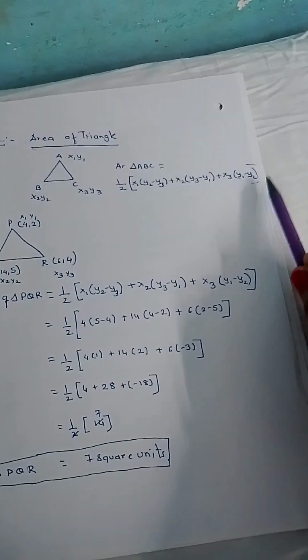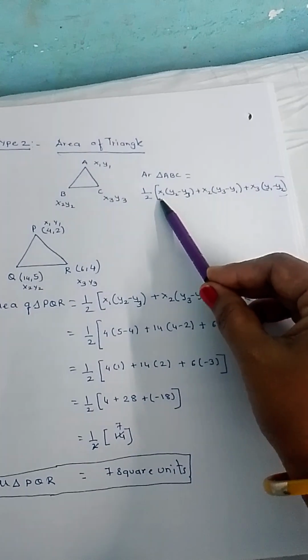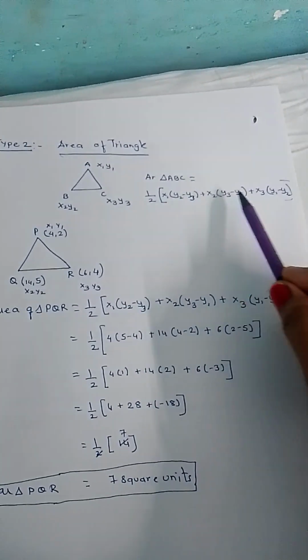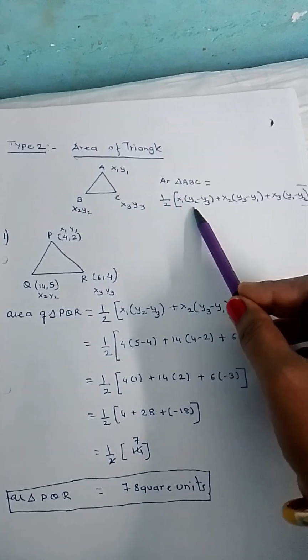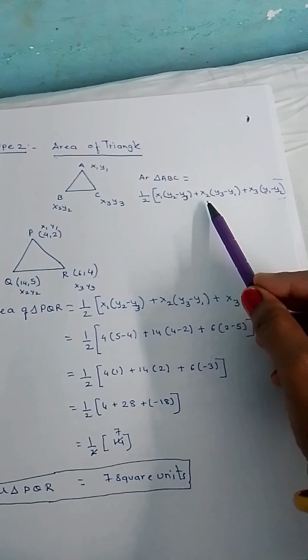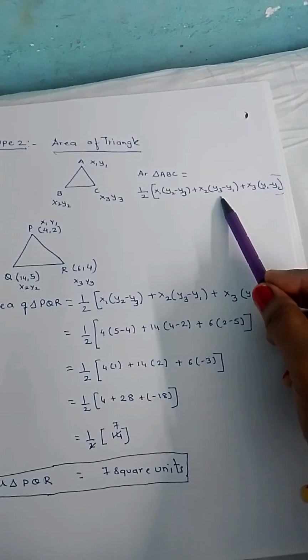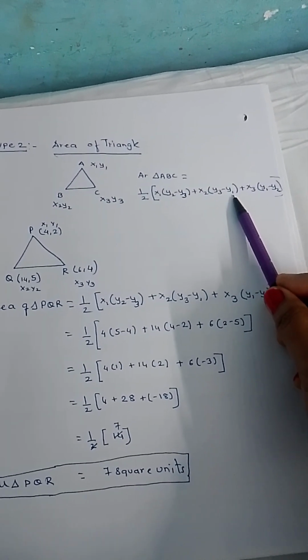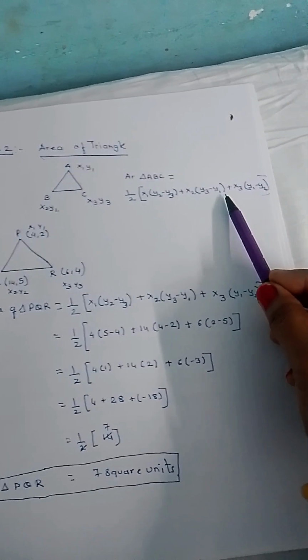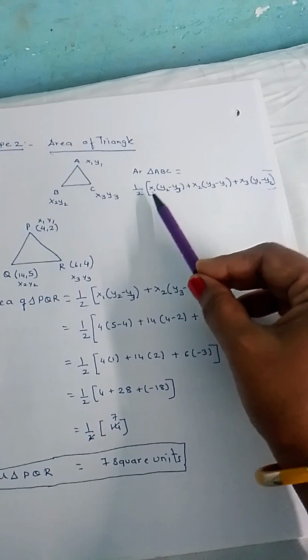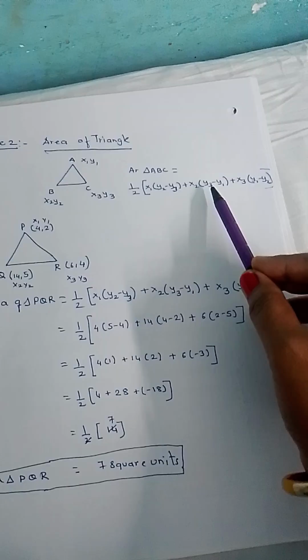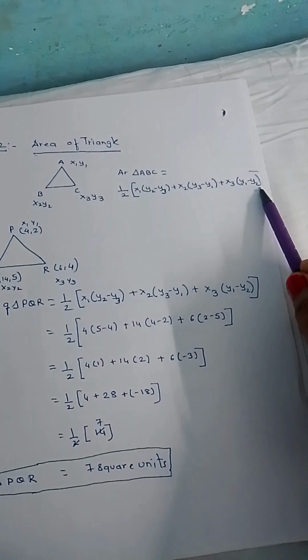How to remember this? See, take it as x1, x2, x3 outside the bracket. So if it is 1, it becomes 2, 3 inside the bracket. If it is 2, it becomes 3, 1. Since there are only 3 sides, after 3 will come 1. If it is 3, it becomes 1, 2. Okay. So in each section we have 1, 2, 3, 1, 2, 3, 1, 2, 3.